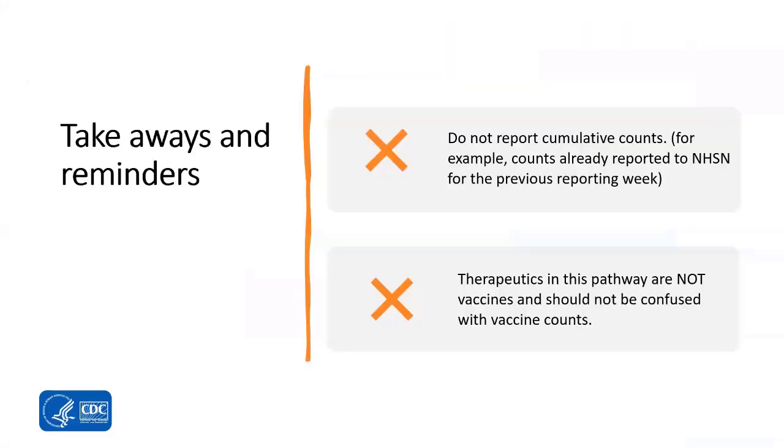So just a few takeaways and reminders about the therapeutics pathway. When reporting counts, only include new counts since the last time counts were collected for reporting to NHSN. Do not include the same resident in the same count every day. This means you are not to report any cumulative counts for the therapeutics pathway. Also note, this pathway is not for reporting vaccination status or vaccine counts.